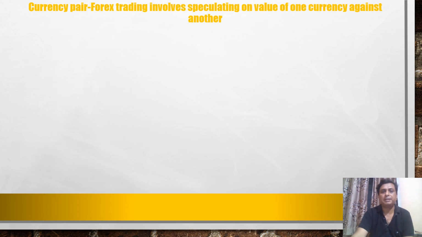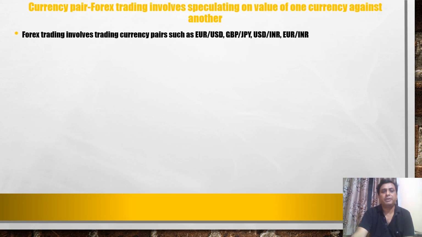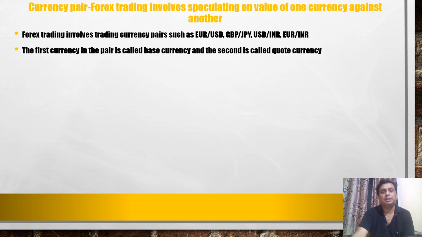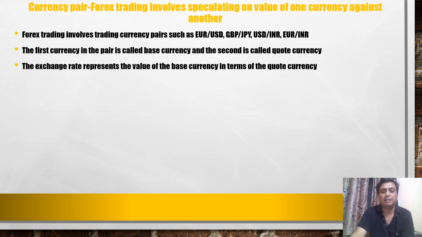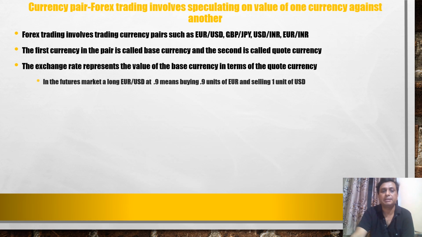Now, what is currency pair? Forex trading involves speculating on value of one currency against another. Forex trading involves trading currency pairs such as Euro USD, GBP by JPY, USD by INR, or Euro by INR. The first currency in the pair is called base currency, and the second is called quote currency. The exchange rate represents the value of the base currency in terms of the quote currency.